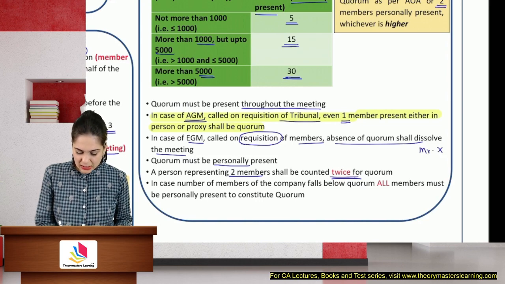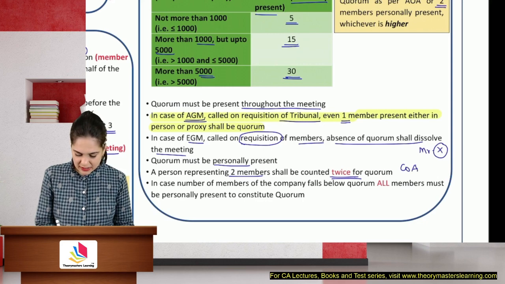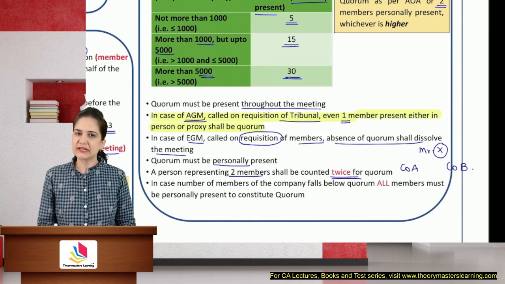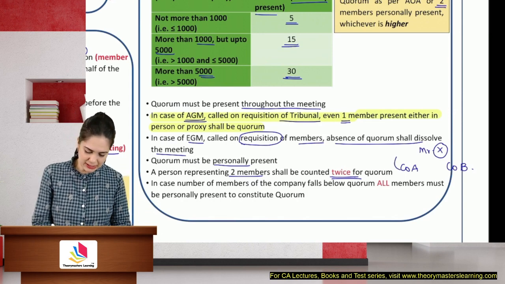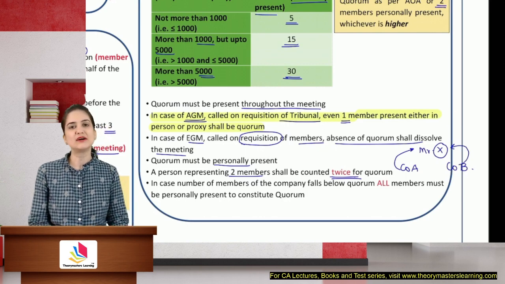X is attending the meeting on behalf of company A as well as company B. Now, a company is an artificial person. A company cannot attend the meeting and cannot vote at the meeting. So they send representatives. Company A has sent Mr. X to attend the meeting and company B has also sent Mr. X to attend the meeting.